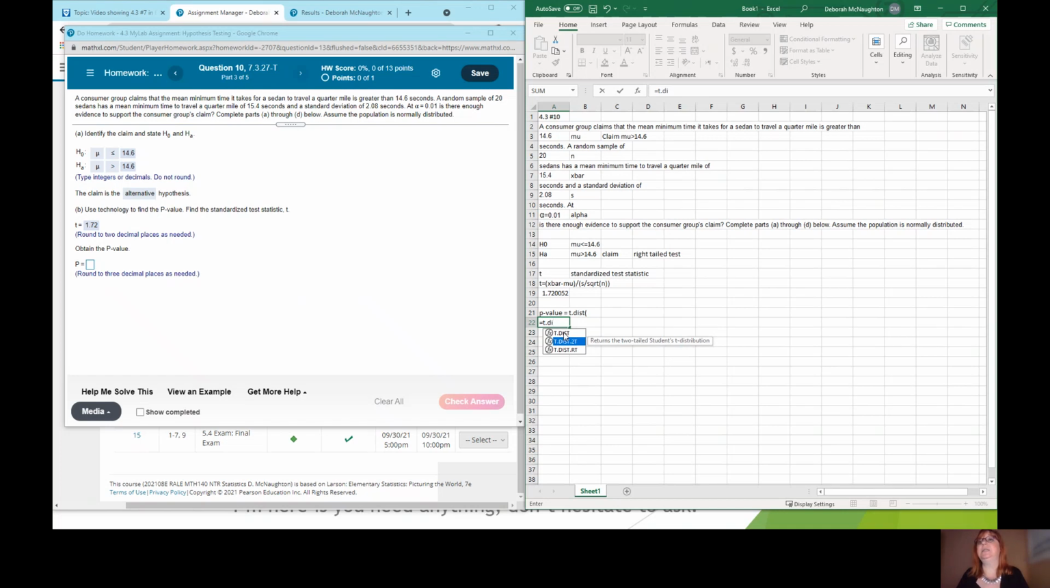T.DIST.2T gives you the two-tailed p-value. I think it says, see, it says left-tailed. It tells you right here when you click it. This one gives you the left-tailed, this one gives you the two-tailed, and this one gives you the right-tailed. So it's T.DIST.RT.